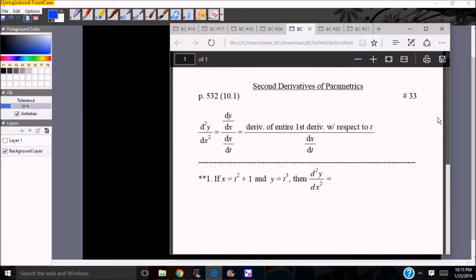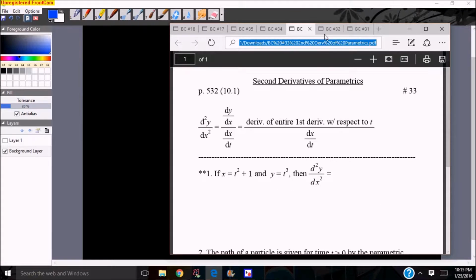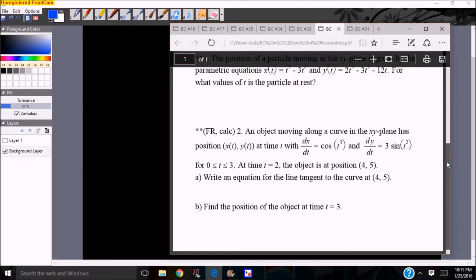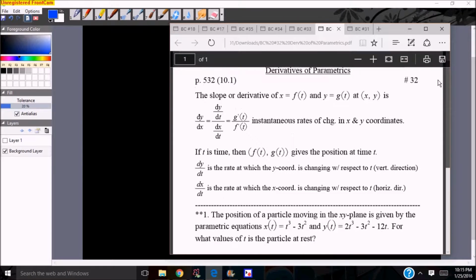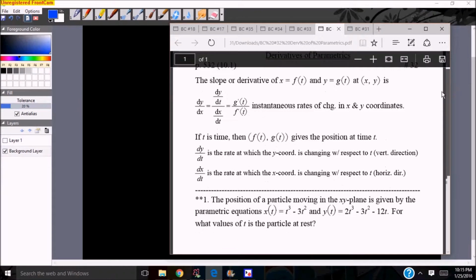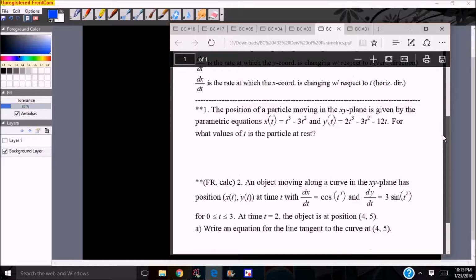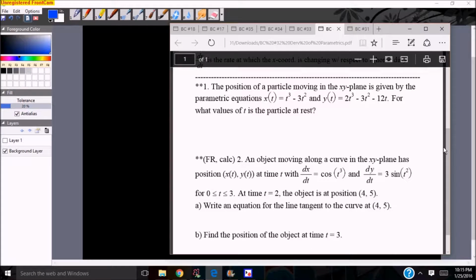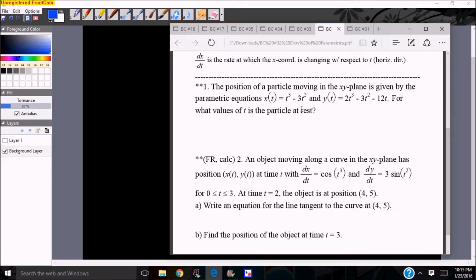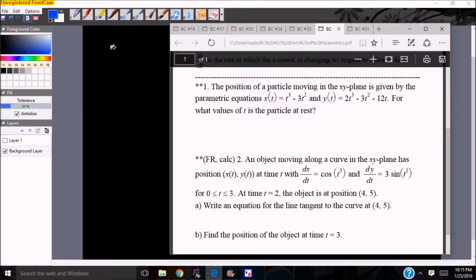We're going to attempt to go through some stuff about parametrics. I'm going to start off on note card 32, talking about the derivative, and we're going to skip note card 31. So we'll cover those topics as we go. I'm going to look at number 1 in note card 32.